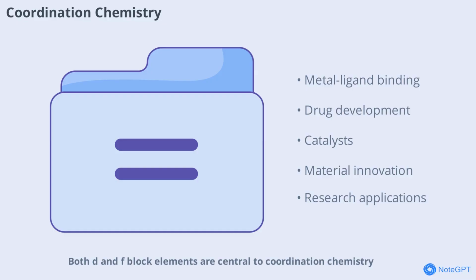Both D and F block elements are central to coordination chemistry, where metal ions bind to molecules called ligands. This field has led to the development of new drugs, catalysts, and materials. Coordination compounds are used in medicine, industry, and research, showcasing the versatility of transition and inter-transition metals.